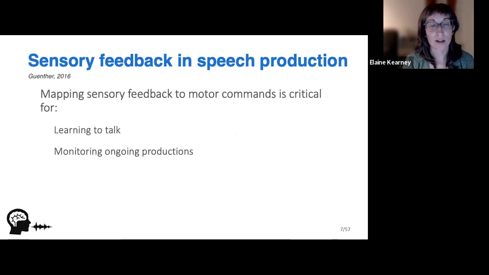This mapping is really critical, not only when we're first learning to talk as infants, but also in the ongoing monitoring of our speech production. Take, for example, a scenario where you're meeting a friend for a coffee at a cafe. As you enter the cafe, the background noise around you gets a lot louder, because of the ongoing conversations or the noise from the coffee machine and so on. In response, you automatically adjust your production to be louder and to be heard over the background noise. That adjustment relies on your auditory feedback system.